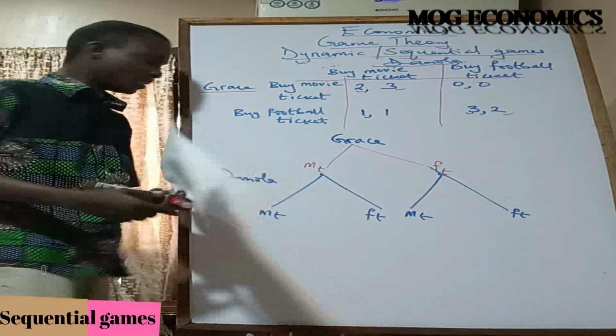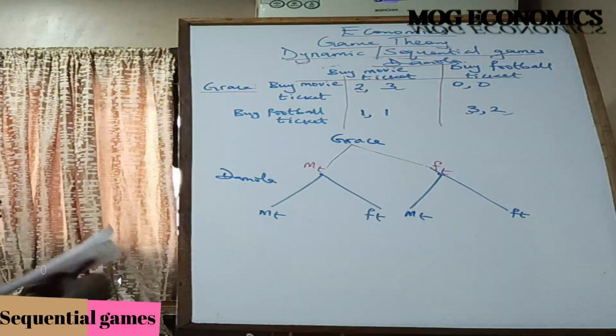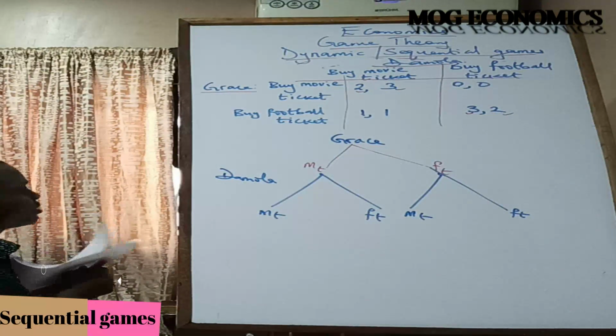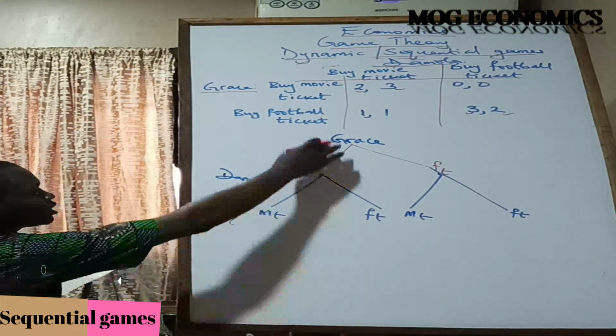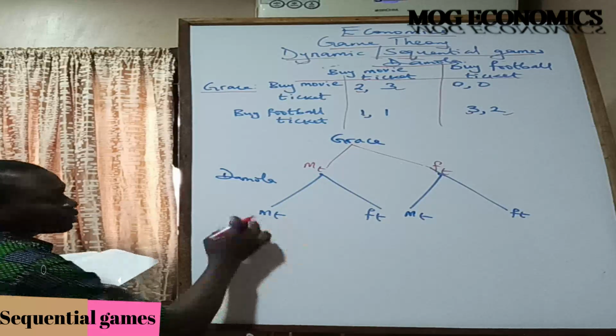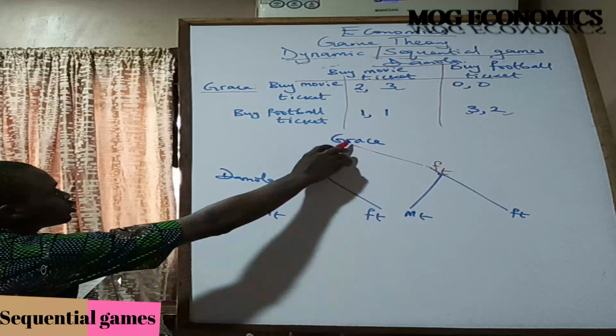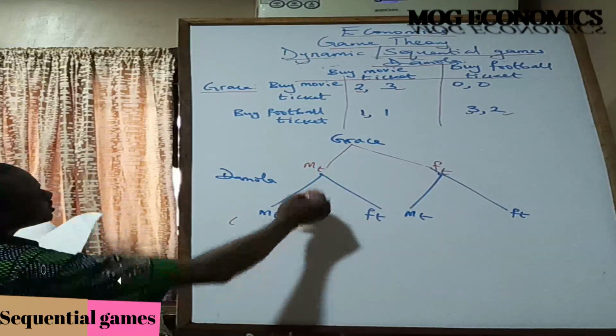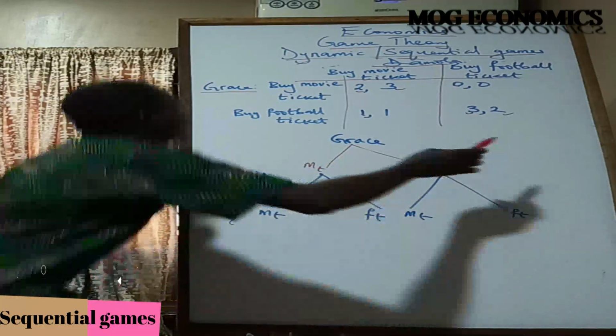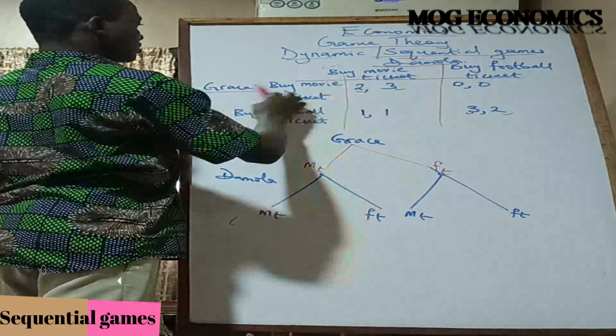So let's design their payoffs. If Grace buys a movie ticket and Damola buys a movie ticket as well, because Grace is the first mover, Grace's payoff is going to come first before Damola's. So Grace, movie ticket. From there, if both of them are buying movie tickets, you have this is Grace.